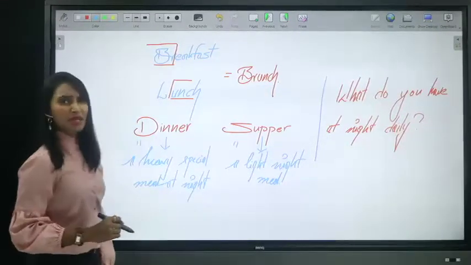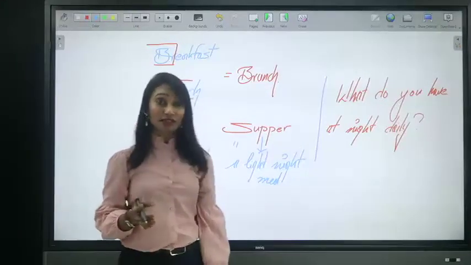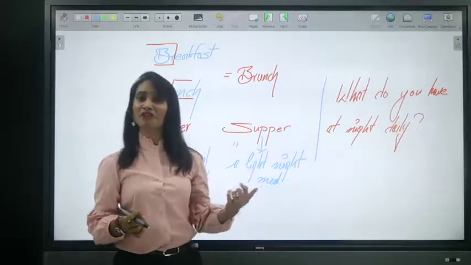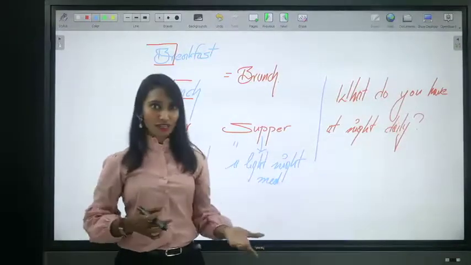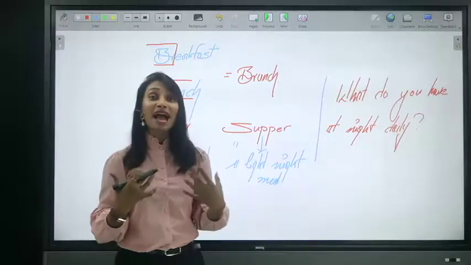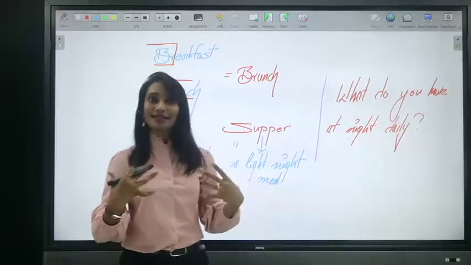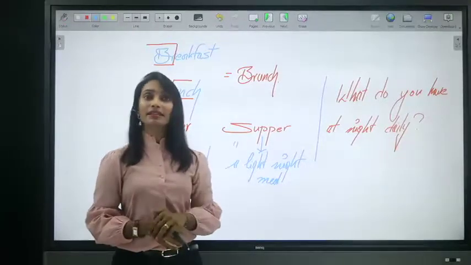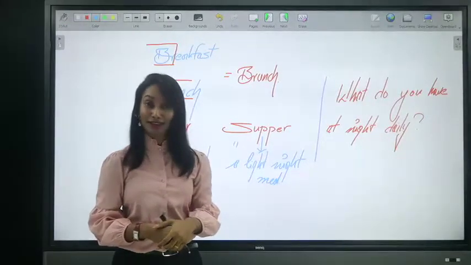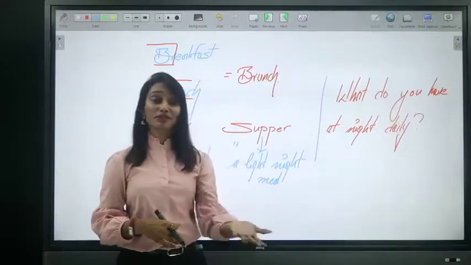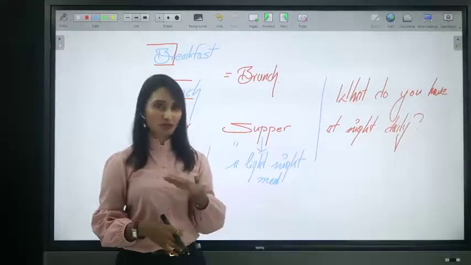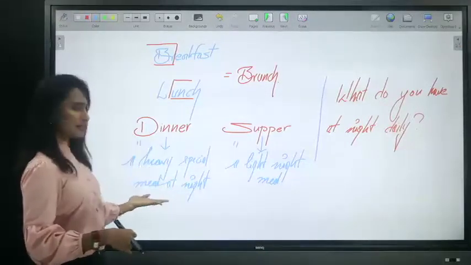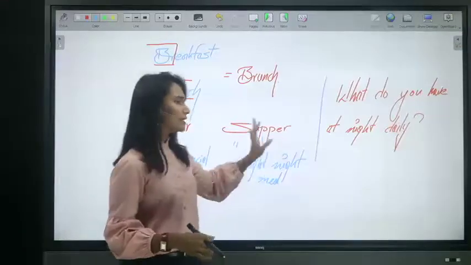What does that mean? During festivals, a mother cooks more than one type of curry, with sweets and different things. That means we are not having a regular meal. It is something more heavy. And when guests visit us, again, mother cooks different things, which are not regular. So such meals at night are dinner. Just a regular meal is supper.